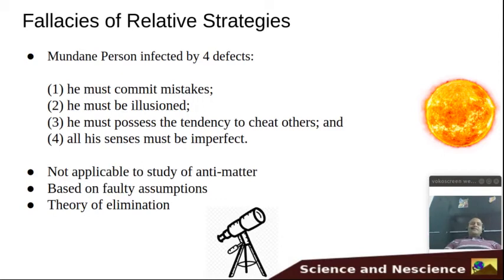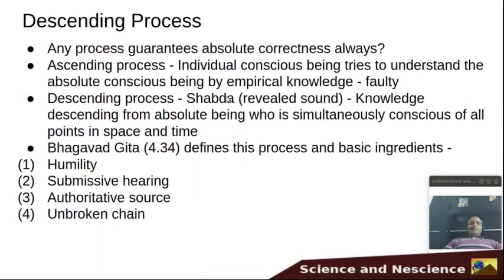We're not saying that scientists are purposefully trying to mislead us, but we are human beings, and we human beings are subject to four defects. Senses are imperfect. We tend to cheat others. We are illusioned, and we make mistakes. Right? So at this point we want to ask whether we have any process that is perfect, that can give me perfect knowledge. Is there any process that can guarantee absolute correctness?